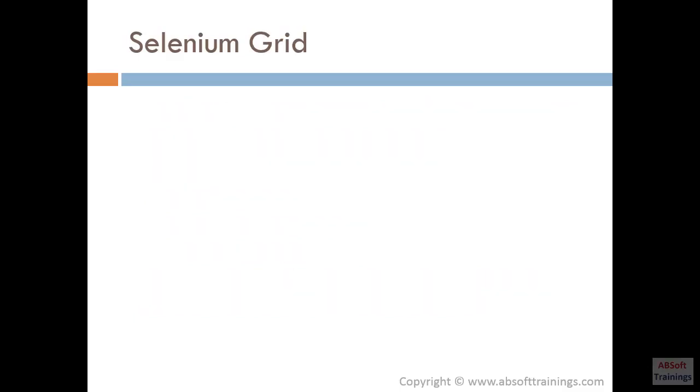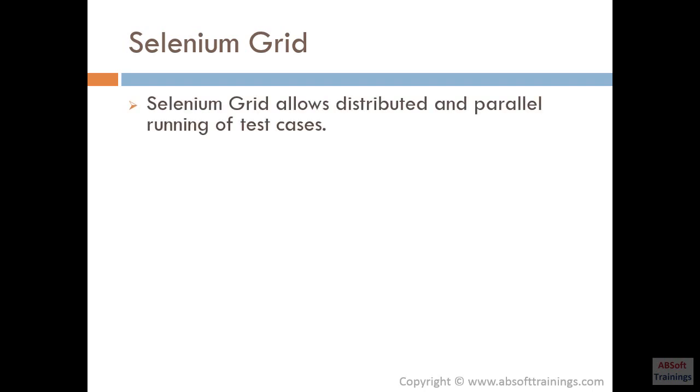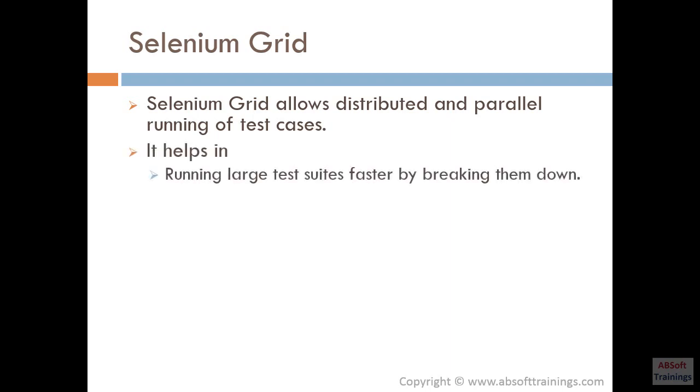Finally, let's look at Selenium Grid. Selenium Grid allows distributed and parallel running of test cases. You cannot use Selenium Grid to develop automation scripts. It's mainly to run them. Selenium Grid helps in running large test suites faster by breaking them down. For example, if you have 1000 tests to run, you can distribute them over 3 or 4 machines and you can run them faster to save time.